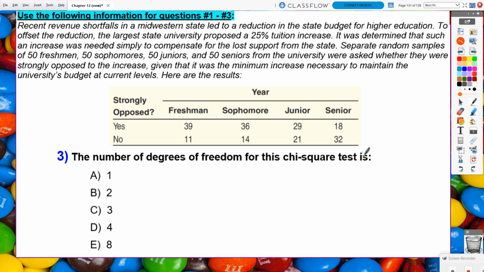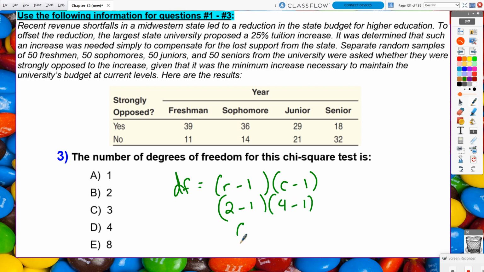For number 3, the number of degrees of freedom for this chi-square test. In a two-way table, the degrees of freedom is equal to the number of rows minus 1 times the number of columns minus 1. Well, we have 2 rows and 4 columns. So 1 times 3 is going to give us 3 degrees of freedom altogether. So the correct answer would be C.